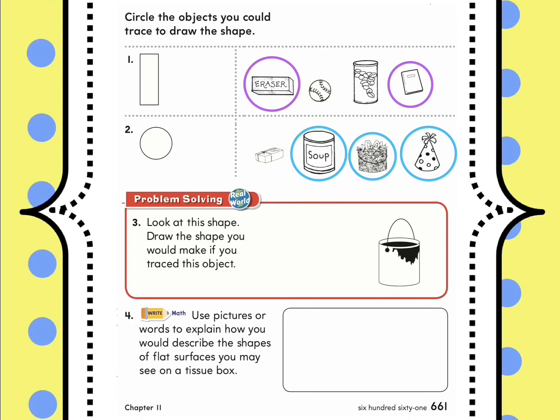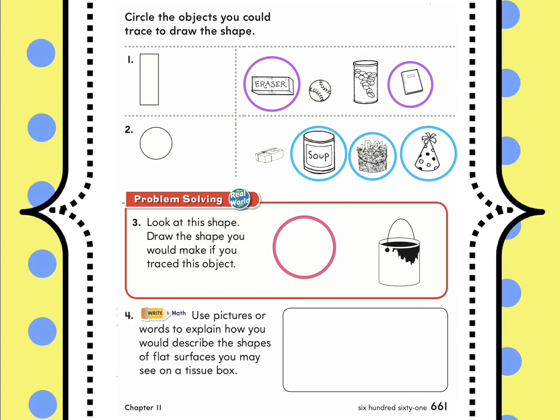Problem solving question. Look at this shape. Draw the shape you would make if you traced this object. Now this object is a paint pail. What shape can I trace on it? Very good, the circle.